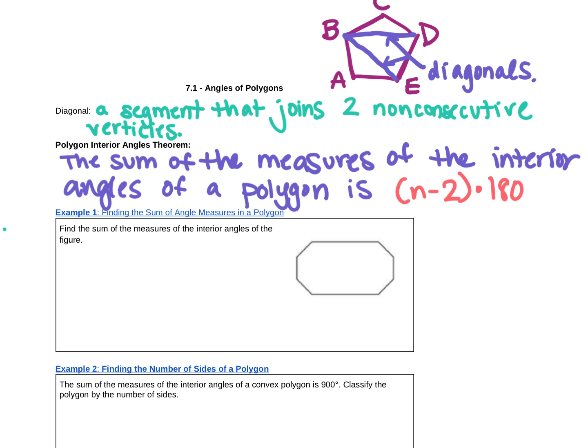So in example 1, find the sum of the measures of the interior angles of the figure. We first got to figure out what kind of a figure this is. So we got to count the sides. We've got 1, 2, 3, 4, 5, 6, 7, 8. This is an octagon. Let's just spell it. I couldn't remember if it was octo or octagon.